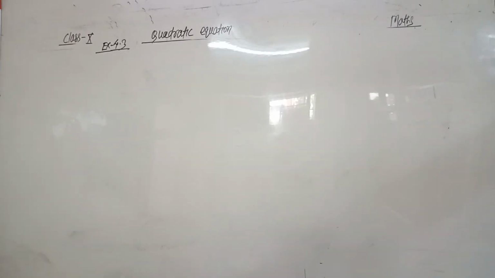There is a word problem. Question number 4. The sum of the reciprocals of Rahman's ages 3 years ago and 5 years from now.